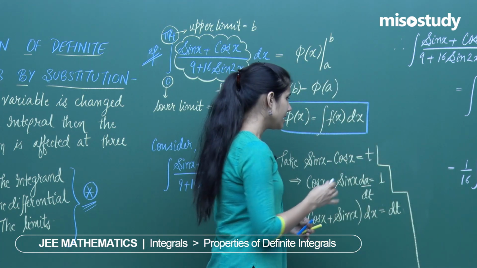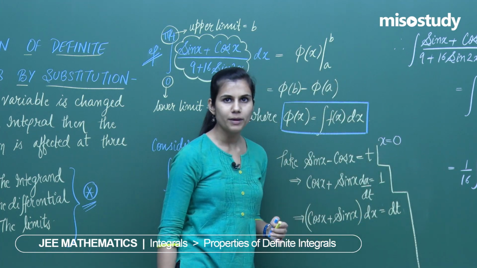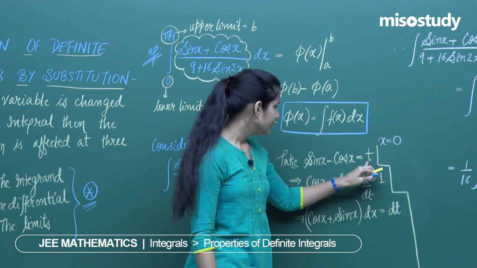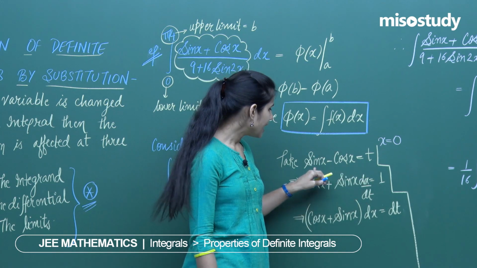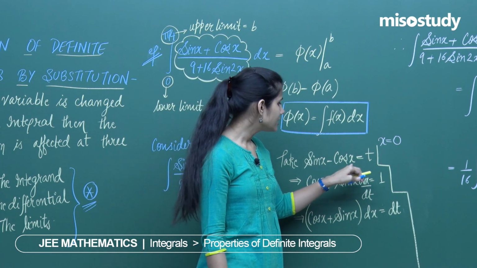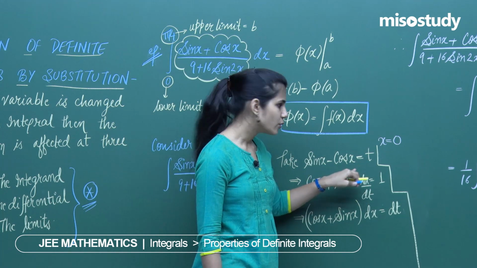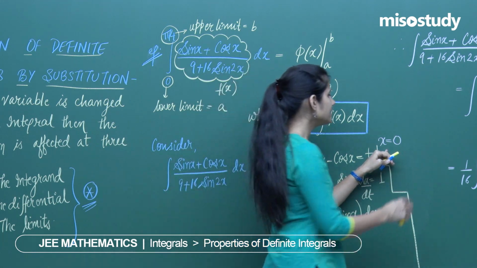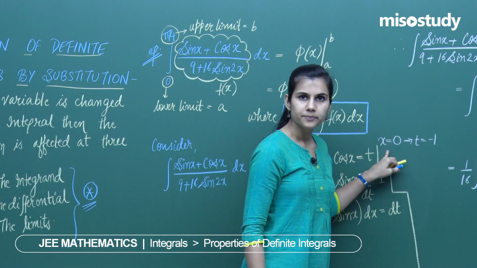Over here, if I have x equals 0, that's the lower limit, 0 to pi by 4. If x is 0, what is t? t is sine 0 minus cos 0. Sine 0 is 0. Cos 0 is 1. 0 minus 1 gives you minus 1 as the value of t corresponding to x equals 0. So when x is 0, t is minus 1.